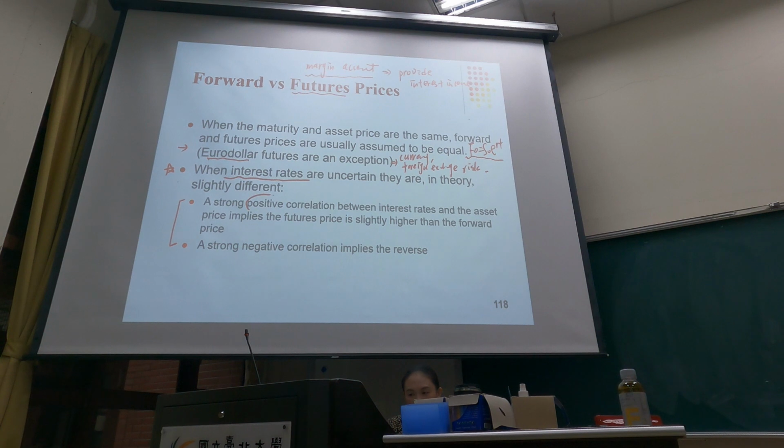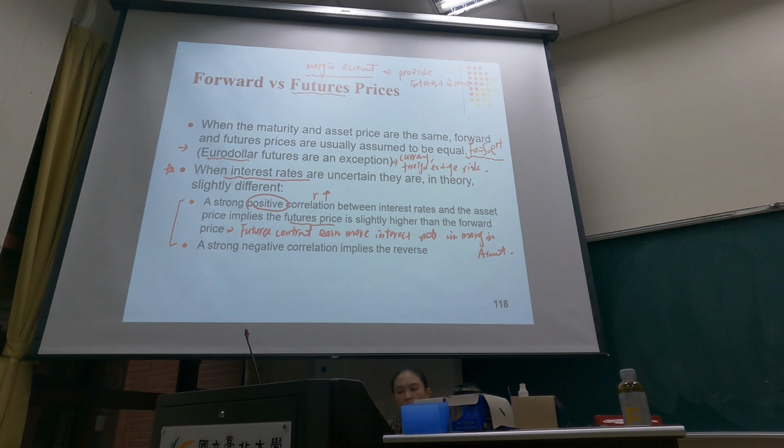A strong positive correlation, okay? So when interest rate goes up, the positive correlation between the interest rate and the asset price implies the futures price is slightly higher than the forward, okay? The reason is the futures contract will earn more interest rate in the margin account. But the forward contract doesn't have, okay?